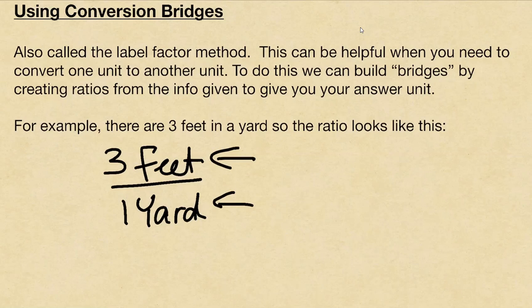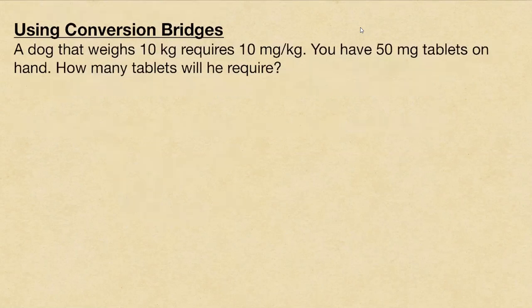So let's look at what it would look like in an actual problem. You've got a dog, he weighs 10 kilograms and he needs 10 megs per kg. I only have 50 milligram tablets on hand. How many tablets is he going to require? This can be a little daunting for some people that have trouble converting units, and they're telling me what he weighs, and now they want to know how many tablets he requires. So in order to get there, we can build some bridges.